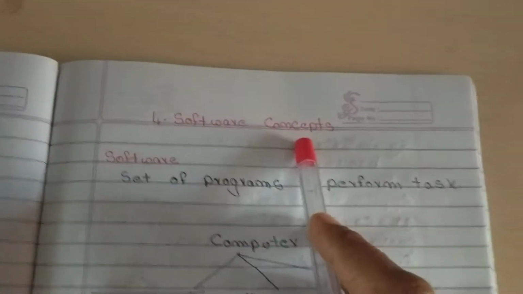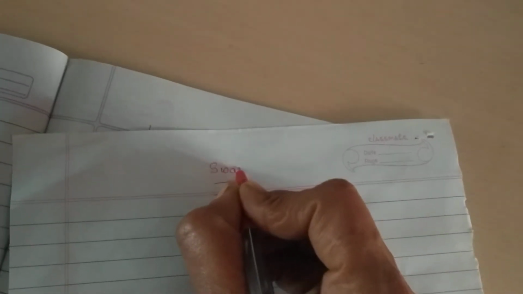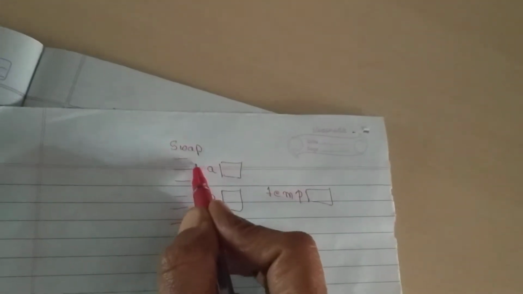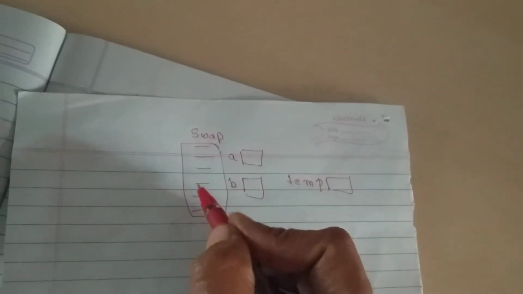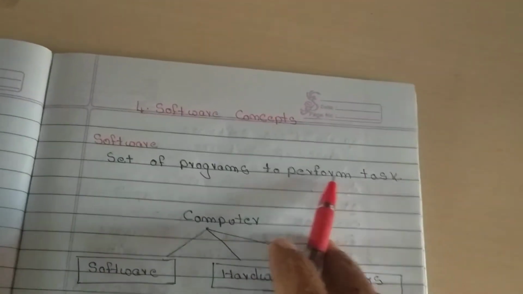In this video I am going to explain about the software concepts. This chapter is the fourth chapter. What does software mean? A set of programs. Every program, for example the first lab program, has instructions in order to perform a task. The first lab program is swapping the data. A variable A is there, variable B is there, and there is another memory location called temp, and we interchange those values. In order to interchange, we perform some set of steps. Those steps, if we write them in a programming language, we call it a program. A program is a set of steps to perform a task. So software is a set of programs to perform a task.